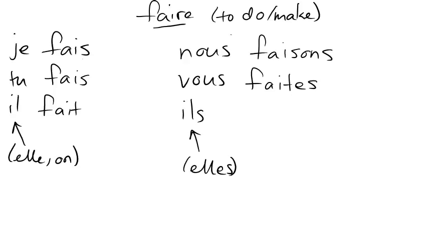So vous faites, and ils font. O-N-T. So remember the ont from the other ones. We've had sont with être, we have ont with avoir, and we have vont with aller. Well, now we have font. So notice that all of these are similar, with the o-n-t. Et voilà. All right, so let's practice saying this plural side. Nous faisons, vous faites, ils font. Et voilà. There you go.